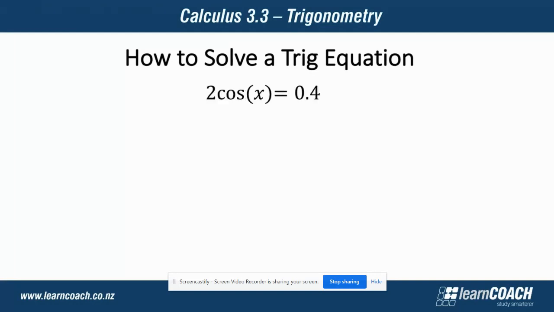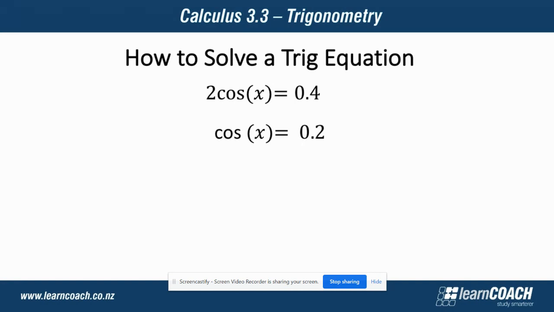Alright, here we have 2 lots of cos of x is equal to 0.4. And here there's a step we have to do before we can do an inverse cos or an arc cos of both sides, because the 2 is blocking us there. We've got 2 lots of cos x is 0.4, and so the first step that we need to do here is to divide both sides by 2. We cannot do inverse cos until we've done that.